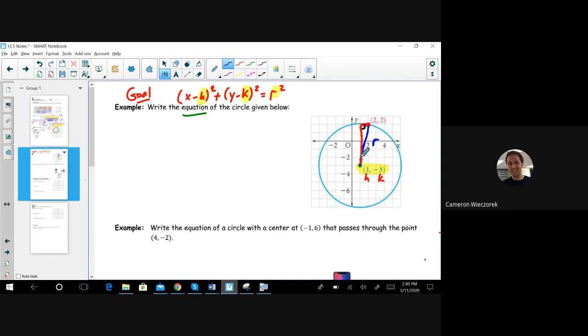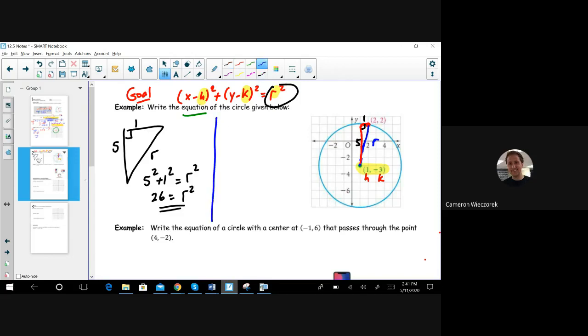And you can count. This is 1, 2, 3, 4, 5 units. This goes over 1 unit. So I can use the Pythagorean theorem on this, and call this r. So 5² + 1² = r². 25 plus 1 is 26. Okay, so I got r² is 26. Or if you don't like that, you can just use the distance formula.